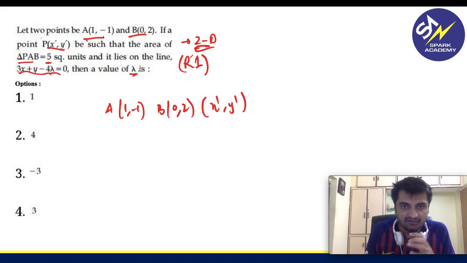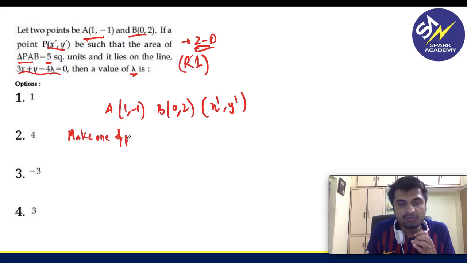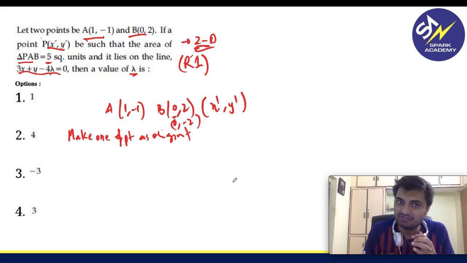I told you a trick, right? So you have to make one of the points as origin. How do you do it? So suppose, let us say I will make B as origin. This is already 0, so I am not changing. Only the y part I am taking minus 2. So again I have to take 0 minus 2. Again I have to take 0 minus 2.